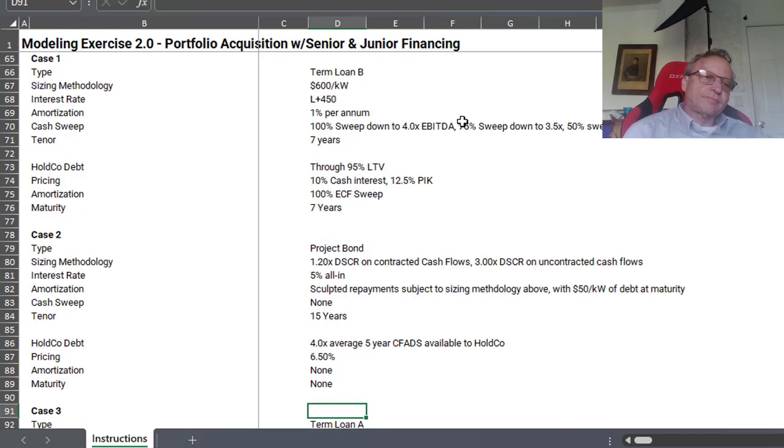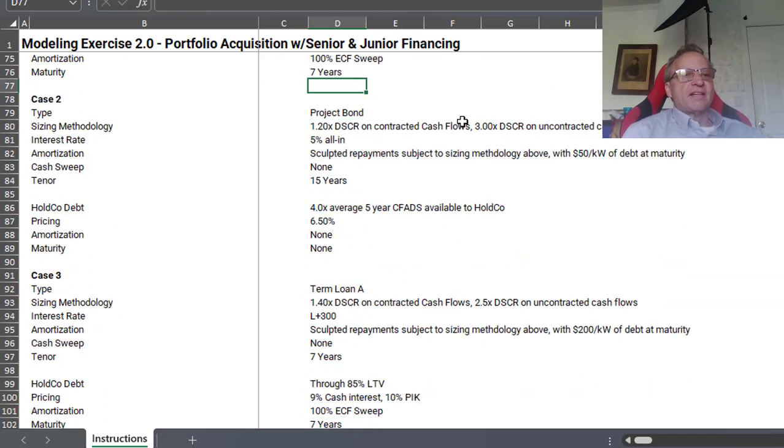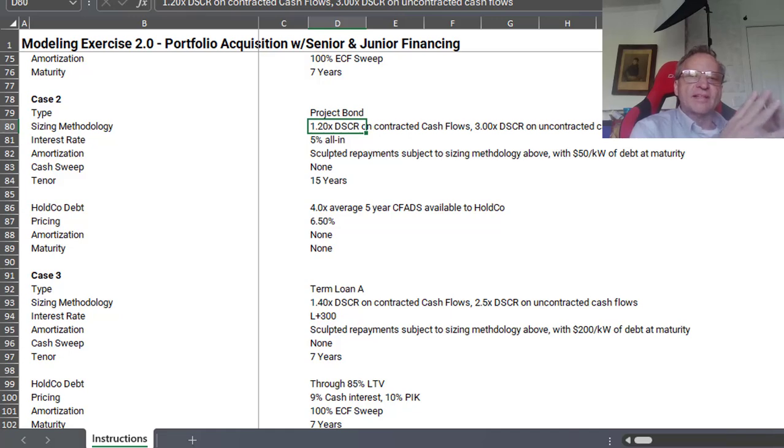And then they gave us a case 2, and they said, this is a project bond. So when I saw this, I thought, this is going to be a little more interesting than a typical case. Let's see if we can do this. And then they say 1.2 times DSCR on contracted cash flows. Why did they capitalize cash flows here and not here? Okay, whatever. I didn't notice that before. And then 3 times DSCR.